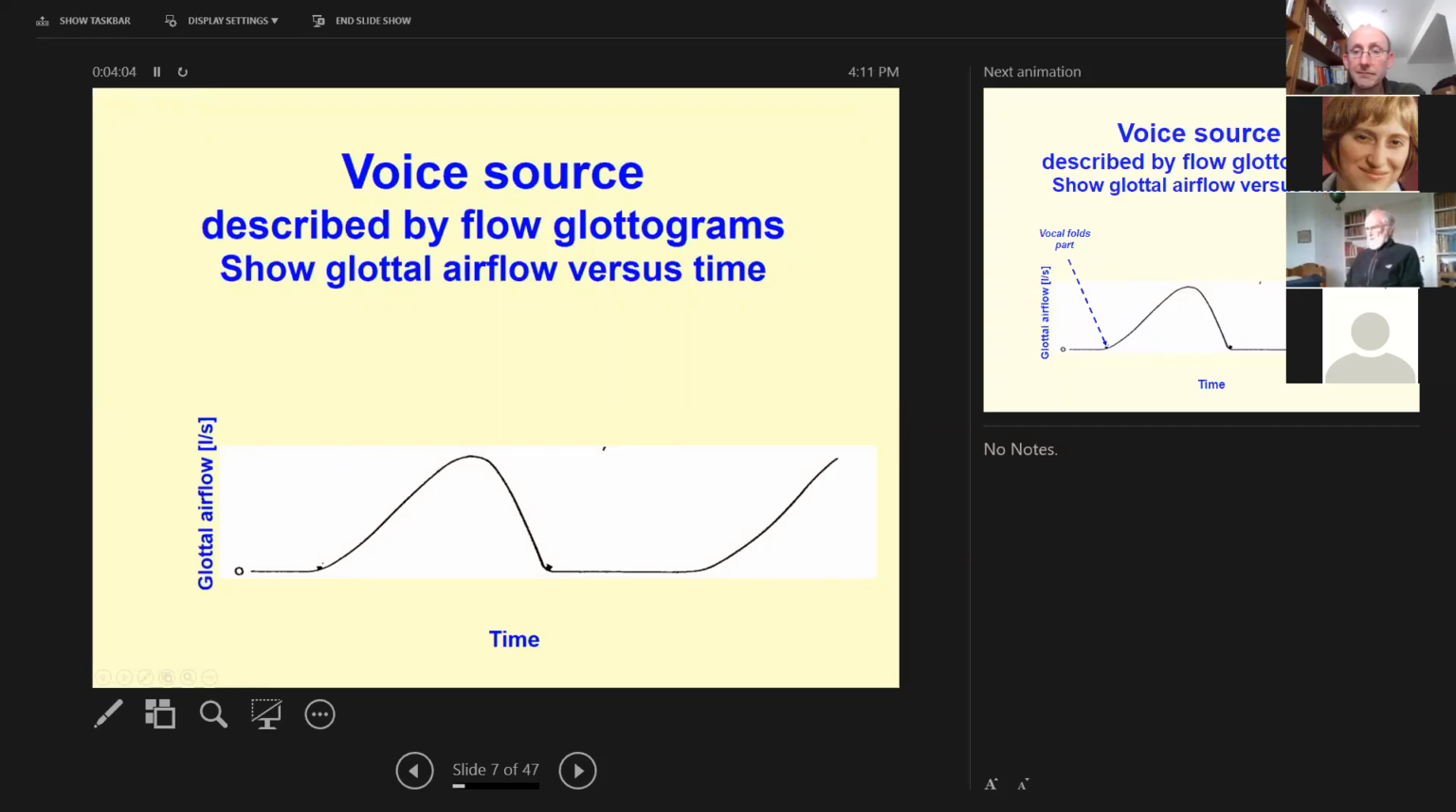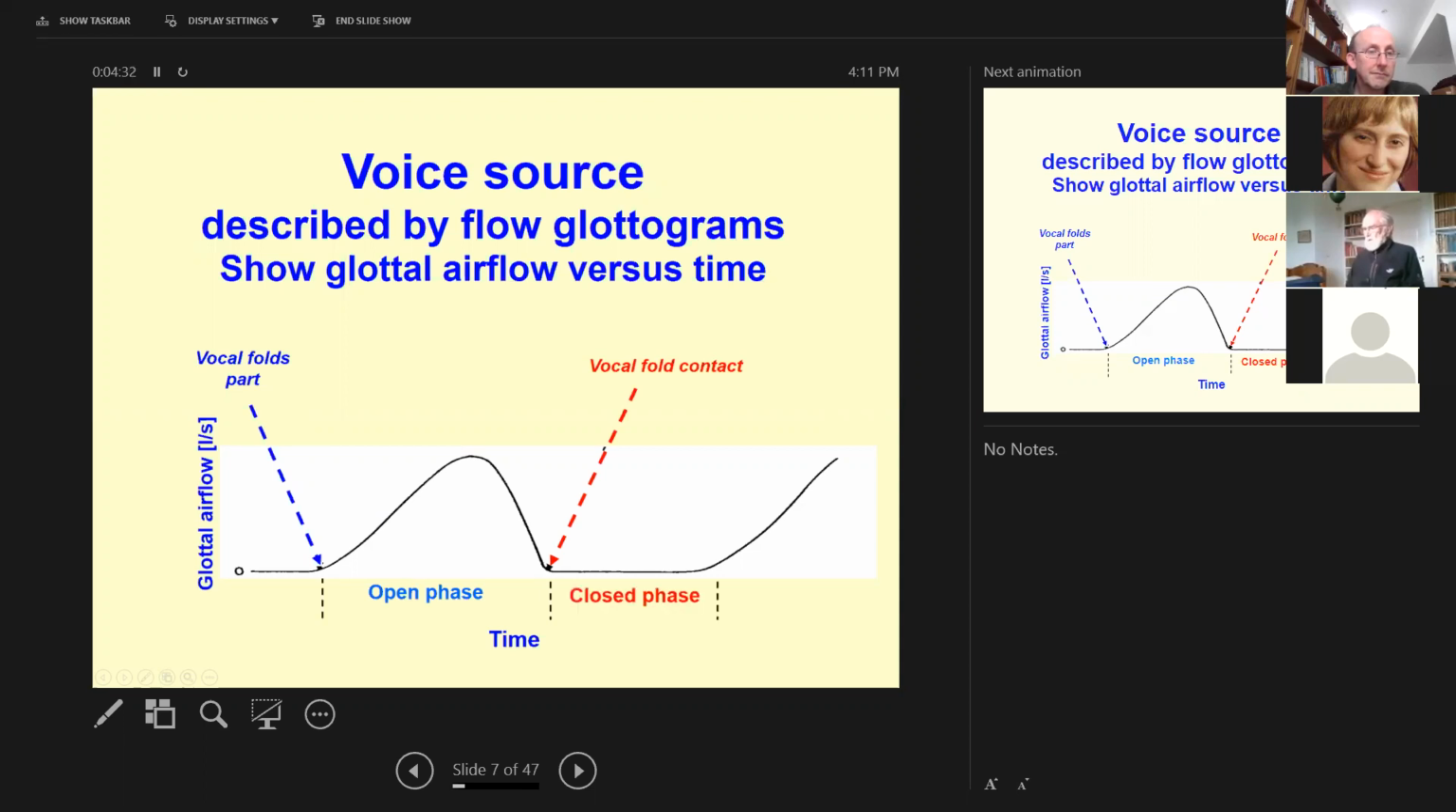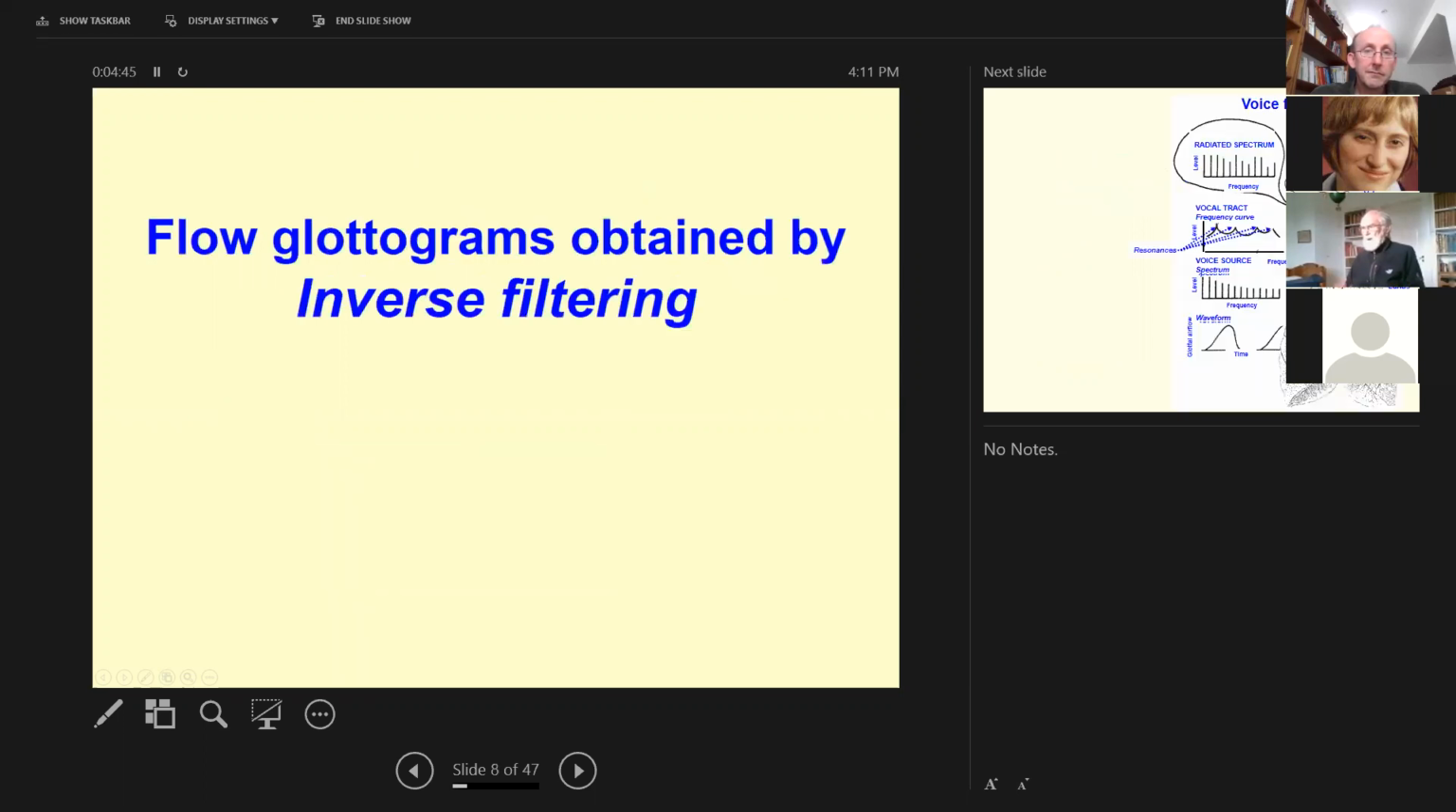So glottal airflow versus time is shown by flow glottograms, and I will talk quite a bit about flow glottograms. It is unlike the spectrum, it is a physiologically meaningful representation of the voice source, because you could see the point in time when the vocal folds part and when they meet, and you can then see how long the open phase is and how long the closed phase, and then of course also the period time. Okay, I will expand quite a bit about these aspects of the flow glottogram in the following. But let me first tell you how you could derive a flow glottogram from an audio signal.